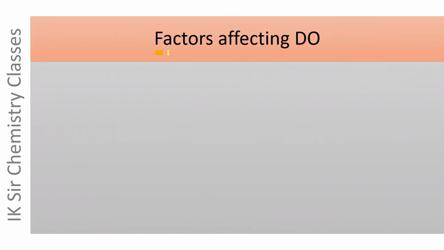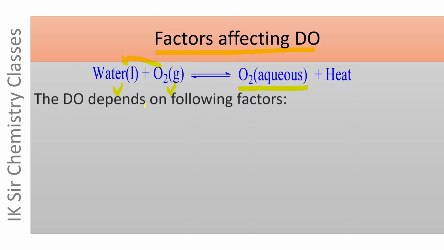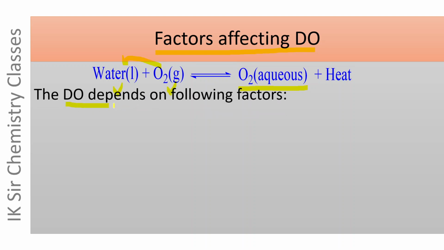Factors affecting dissolved oxygen. Water is a liquid while O2 is a gas. O2 dissolves in water forming an aqueous solution of O2. During this process, a small amount of heat is released and thus it is a slightly exothermic process. The DO, that is dissolved oxygen, depends upon the following factors.